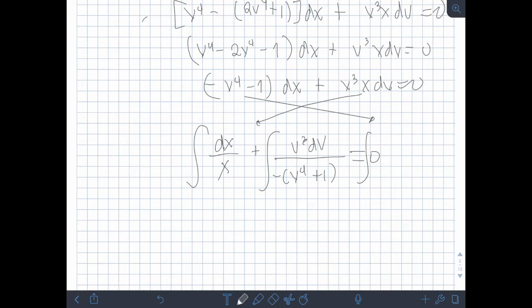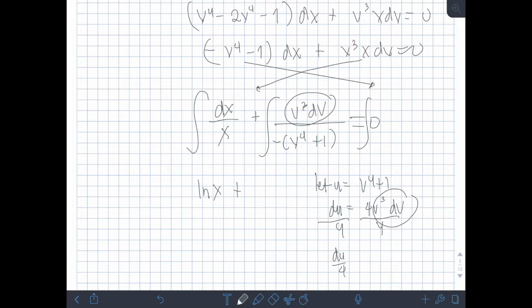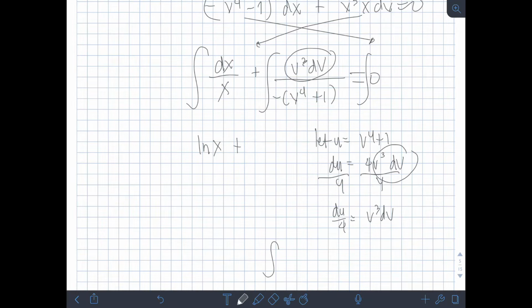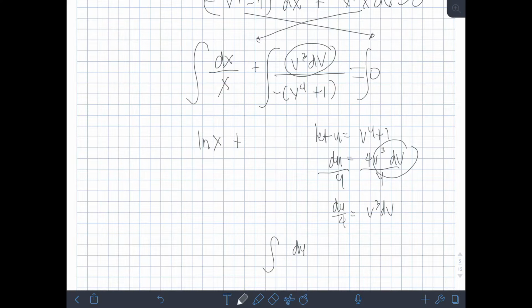So the integral of dx over x is ln x, right? Plus the integral of v cubed dv over negative (v to the fourth plus 1). So we can let u be this v to the fourth plus 1 in the denominator. Then du is equal to 4v cubed dv, right? So this v cubed dv, here it is. Let's divide both sides by 4. So du over 4 equals v cubed dv. So now we replace the integral with the integral of du over 4 for this v cubed dv, and 1 over negative, this v to the fourth plus 1 becomes just u.